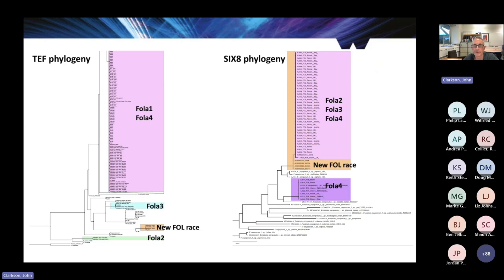Similarly, for the 6.8 phylogeny, again based on the 6.8 sequence, we see that race 2, race 3, and race 4, the 6.8 sequence clusters together. We also found some race 4 isolates have a slightly different 6.8 sequence, but again, these French isolates are on their own. So we think this is good evidence that they are something quite different.